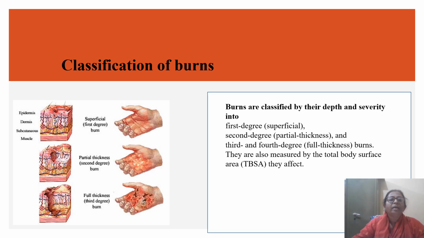That's about the anatomy. Coming to the classification of the burns, burns are classified by their depth. There are different classifications. By their depth and severity, this includes superficial or first degree burns, partial thickness or second degree burns, full thickness or third degree burns, and a devastating full thickness fourth degree burn. So first degree burn is superficial, second degree burn is partial thickness, including superficial partial thickness and deep partial thickness burns. First degree, second degree, third degree, and fourth degree.